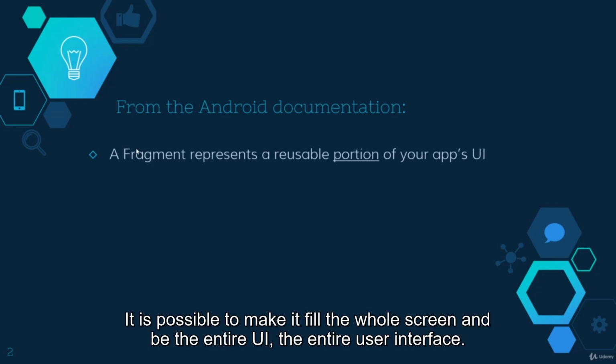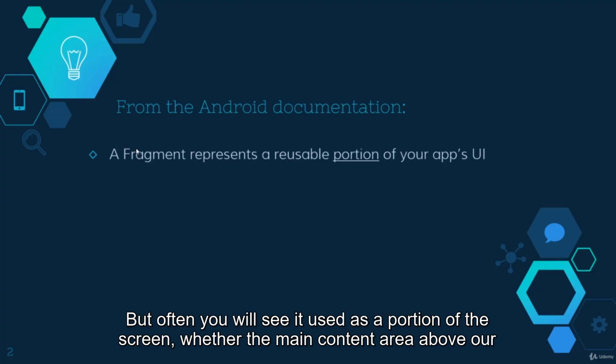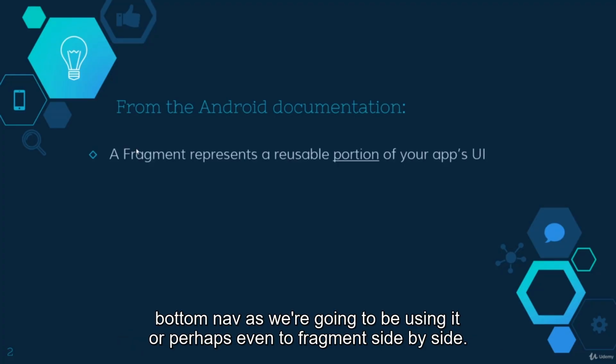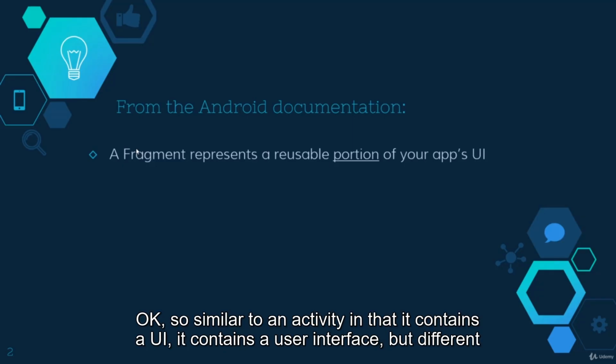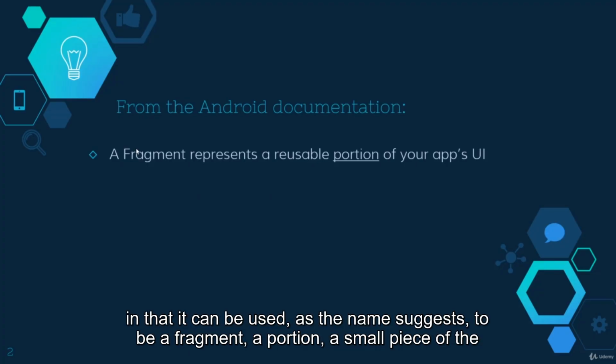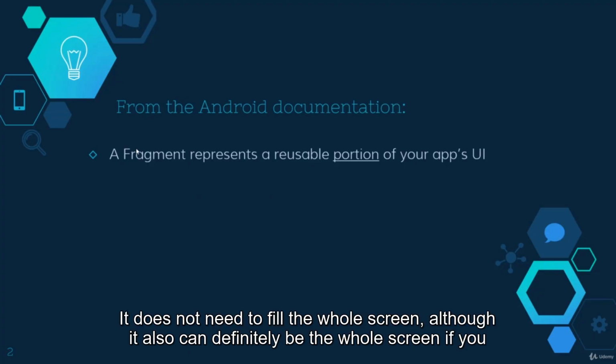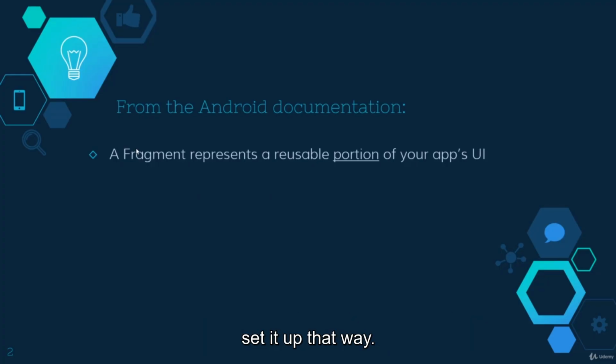It is possible to make it fill the whole screen and be the entire UI, the entire user interface, but often you'll see it used as a portion of the screen, whether the main content area above our bottom nav, as we're going to be using it, or perhaps even two fragments side by side, okay? So similar to an activity in that it contains a UI, it contains a user interface, but different in that it can be used, as the name suggests, to be a fragment, a portion, a small piece of the screen. It does not need to fill the whole screen, although it also can definitely be the whole screen if you set it up that way, okay?